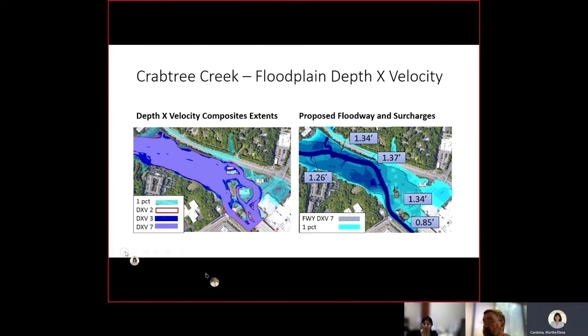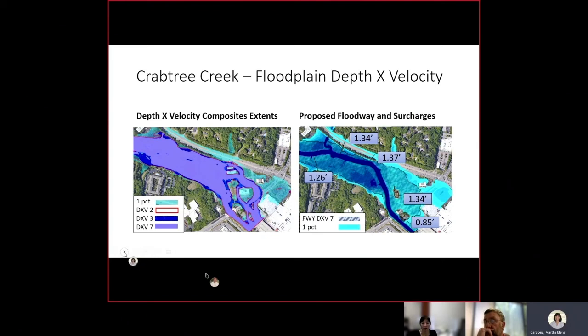So how do we define a floodway in a more integral way, other than our old definitions? Looking at depth versus velocity, just like Steve was saying, we looked at a depth times velocity of 7, which is the purple area right here. We took that outline and said, okay, this is our new floodway. Let's look at what happens in the 2D model. We observed pretty high surcharges when we encroach the 2D model with such a floodway. So D times V equals 7 is perhaps not a good rule to model the floodway.